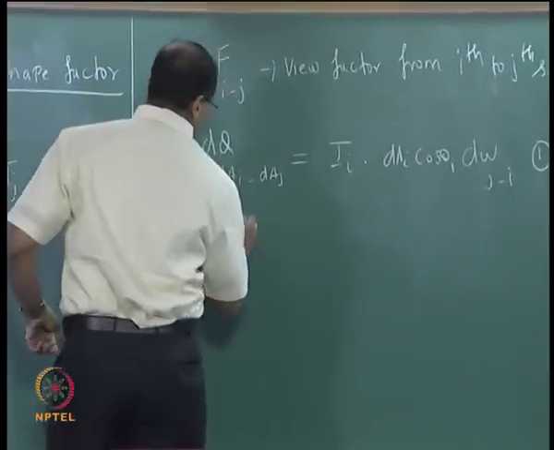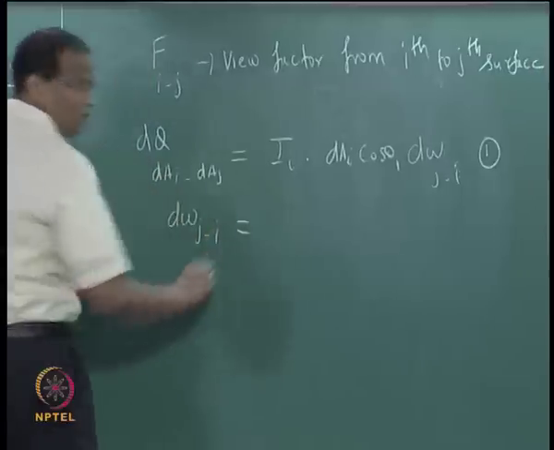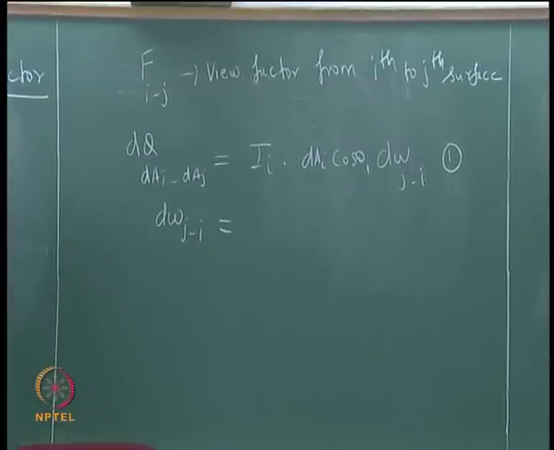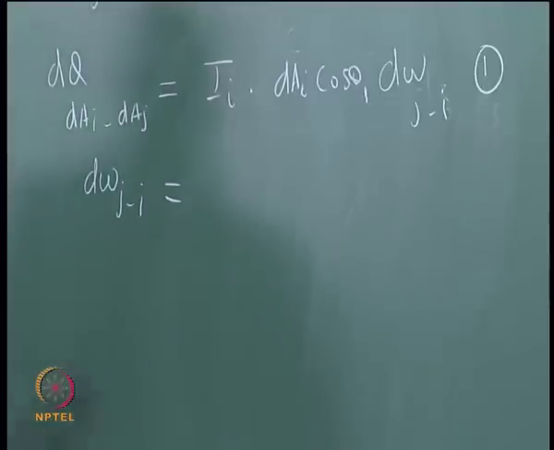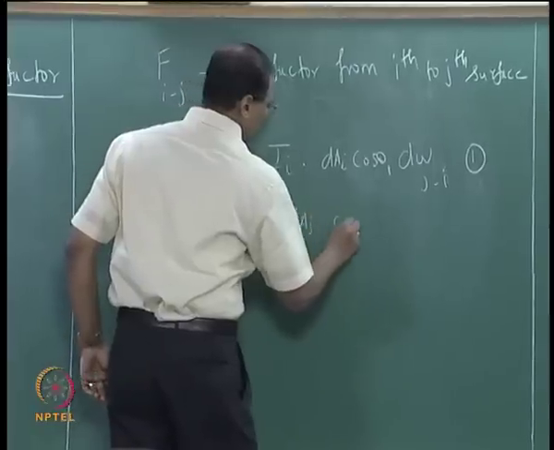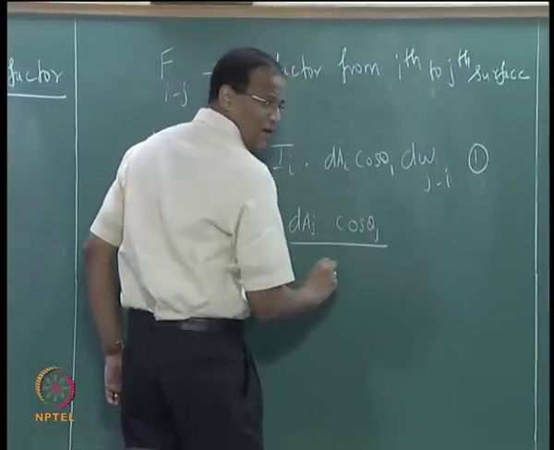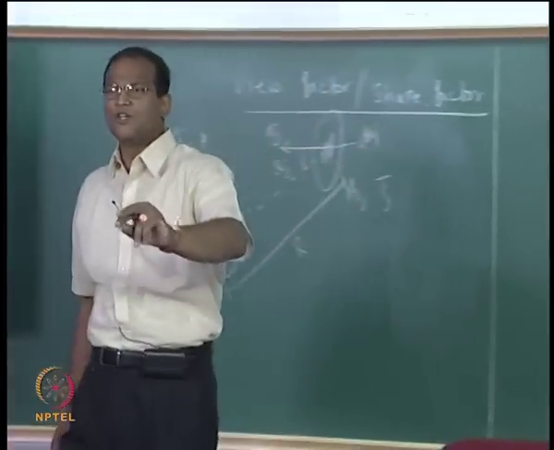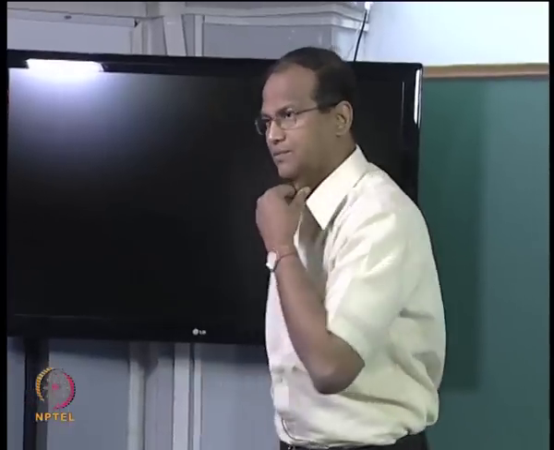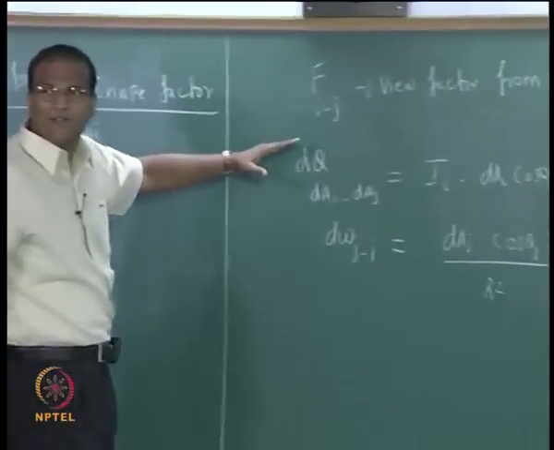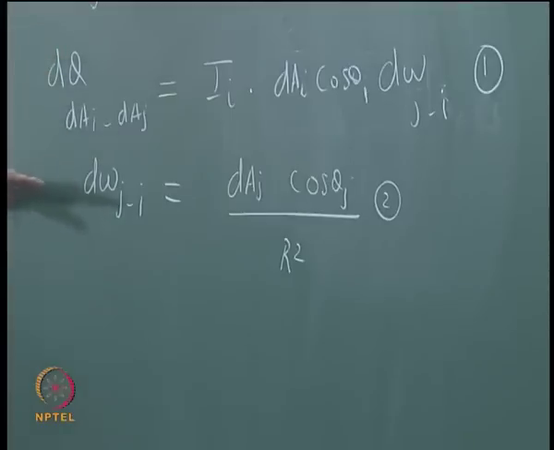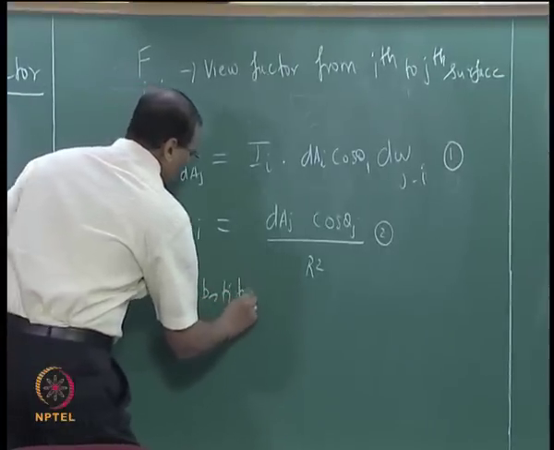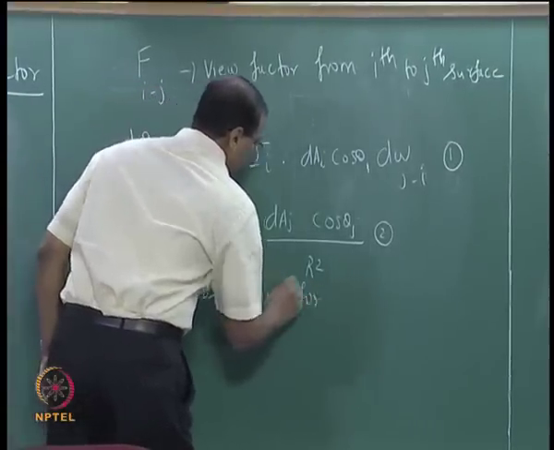Next step: d omega equals dAj by R square. Very good. Is everybody through with this? Now you can substitute for d omega ji in equation 1. I have not evaluated the fraction, I am just writing the dq first. So, I am getting the numerator in the definition, substituting for this.